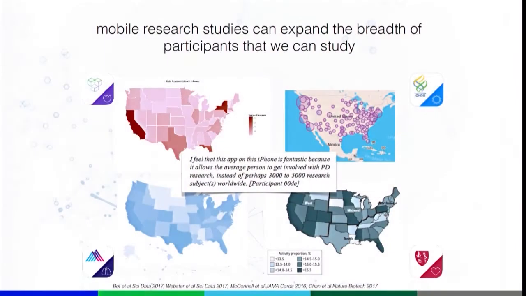And so, the first general observation I can tell you is that indeed moving to a mobile research study allows us to expand the breadth of participants that we can study. We're not confined by individuals who live near a major research center, and we're able to get a more generalized view of disease. And in fact, in many cases, this makes participants feel part of a community and more engaged themselves.